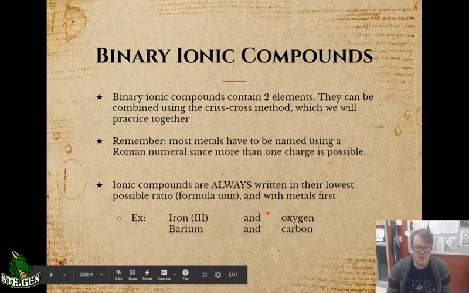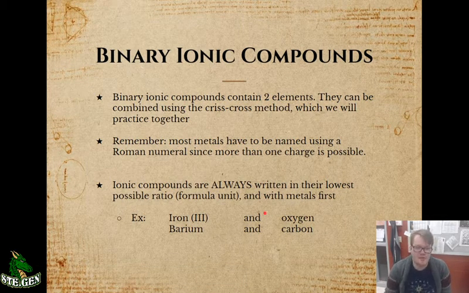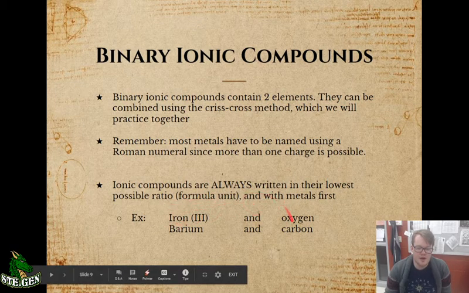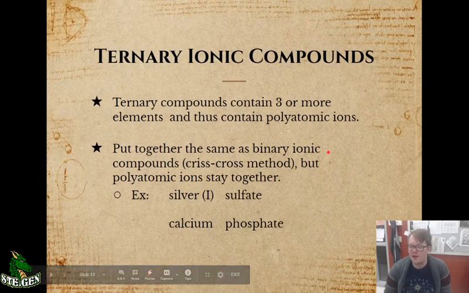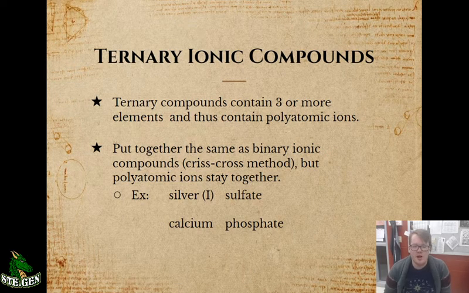I'm going to have to switch cameras, and we'll have to go to the camera where I can actually write on stuff. But binary ionic compounds just have two things. The examples we're going to do are iron 3 and oxygen combining together, and barium and carbon combining together. Ternary compounds, ternary means including 3 or more, and that means that they have to have one of the polyatomics in them. They're put together the same way. They're crisscross methods. You just make sure that your polyatomic stays together. You keep the polyatomic as one unit. It stays as a unit.